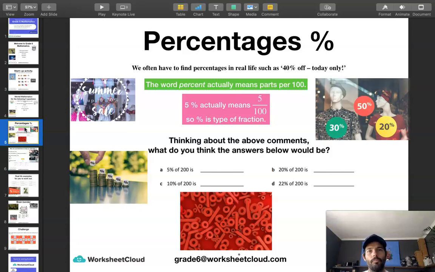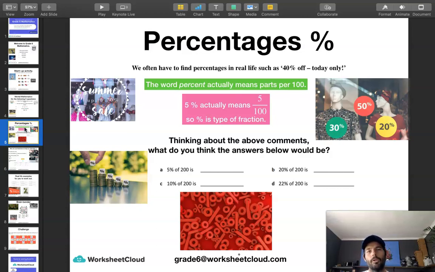All right, so the word percent actually means parts per 100. So percentage is out of 100. And 5% would therefore mean 5 out of 100. That is why I'm saying percentage is a type of fraction, because it can be converted to a fraction. 5% is 5 over 100, and we know that 5 over 100 is 0.05.